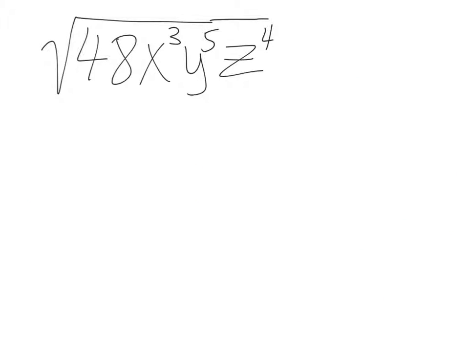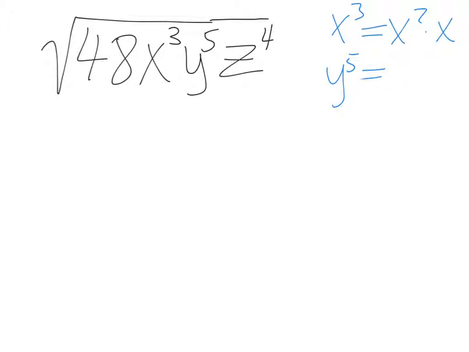Okay, so let's take a look at another example like that. We have a couple of variables, but it's going to work the same way. My x and my y are both going to have to be split up. So x to the third, I'm going to split that up into x squared times x.